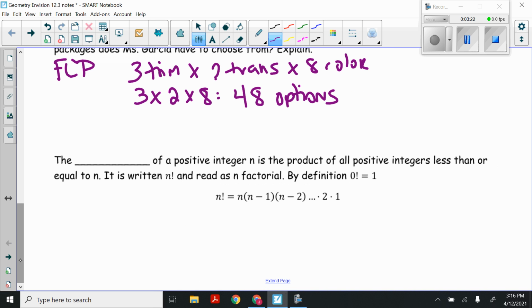Now we want to talk about something called the factorial. The factorial of a positive integer n is the product of all positive integers less than or equal to n. It is written as n, and then that exclamation point is read as factorial. And so it is read as n factorial. By definition, 0 factorial is equal to 1. So n factorial would equal n times n minus 1 times n minus 2, dot dot dot, times 2 times 1.